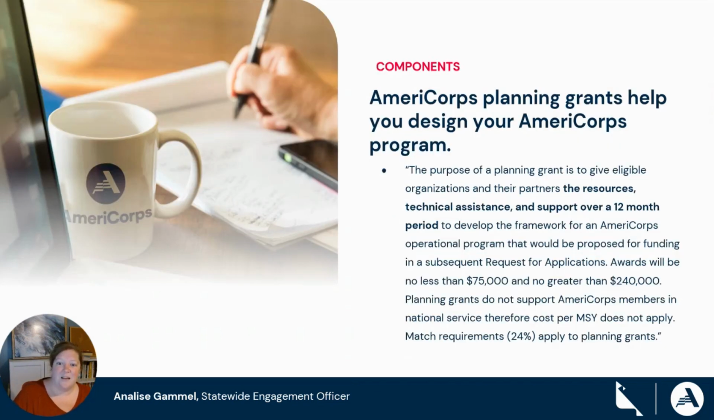I'll talk a little bit more about the planning grants. Again, it's a 12-month period. The grants are usually between $75,000 and $240,000 for the grant year. There is a match requirement, and generally the majority of this funding goes towards staff time and utilizing consultant services and things like that. I can answer more questions specifically. The important part here is that planning grants don't support members. So this is really just to design your AmeriCorps program, and then you would apply for an operational grant following your planning grant to actually engage members at your site.